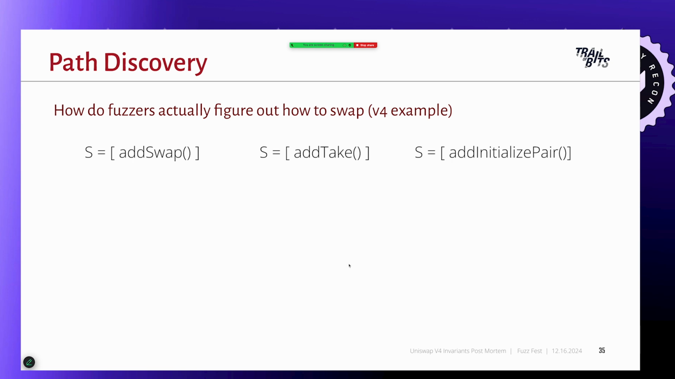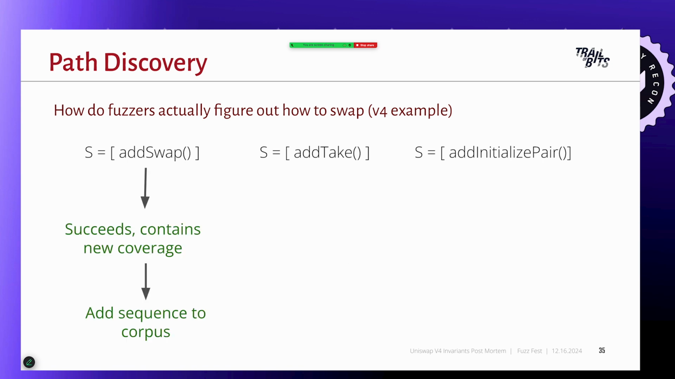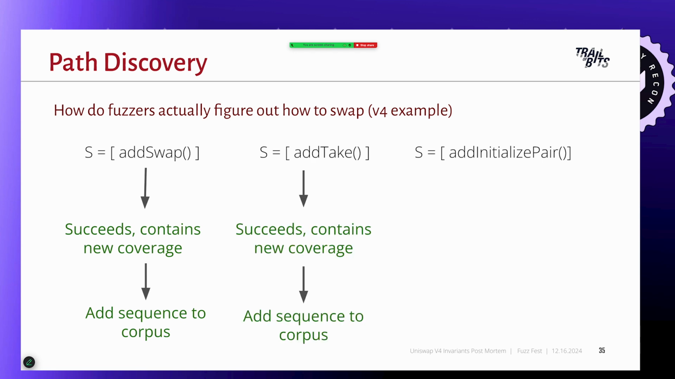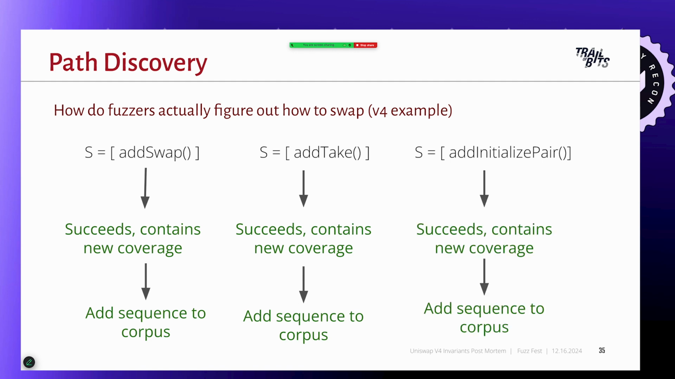When we call add swap, unlike before, this is actually going to succeed. And that's because add swap is not actually interacting with Uniswap v4. It's just adding this add swap function to the list of actions that we're going to be calling when we call run actions. So this is going to succeed. It's going to create new coverage, and it's going to add the sequence to the corpus. The same thing is going to happen when we call add take. This is going to succeed. It's not interacting with Uniswap v4, and it's going to add a sequence to the corpus.